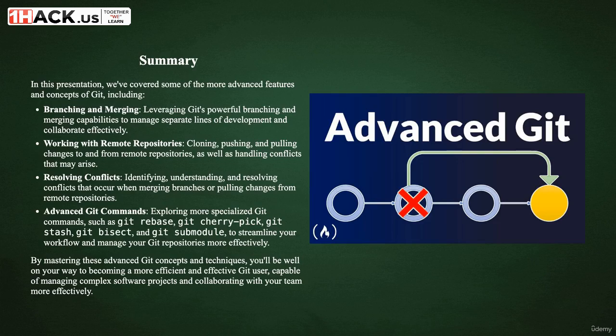We then delved into the topic of resolving conflicts, providing a step-by-step guide on how to identify, understand, and resolve conflicts in a way that ensures the integrity of your code base. Finally, we explored a range of advanced Git commands, such as git rebase, git cherry-pick, git stash, git bisect, and git submodule, and discussed how mastering these tools can help you streamline your workflow and manage your Git repositories more effectively. By incorporating these advanced Git concepts and techniques into your development process, you'll be well on your way to becoming a more efficient and effective Git user, capable of managing complex software projects and collaborating with your team more effectively.